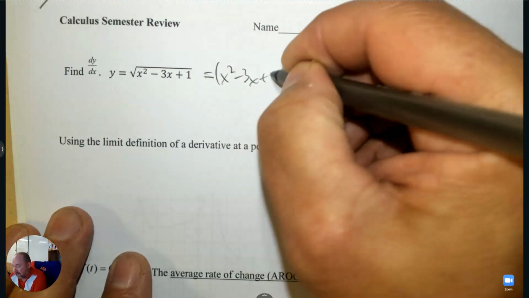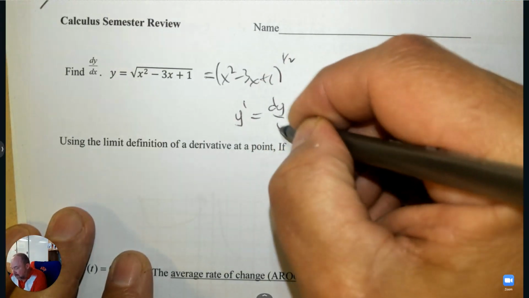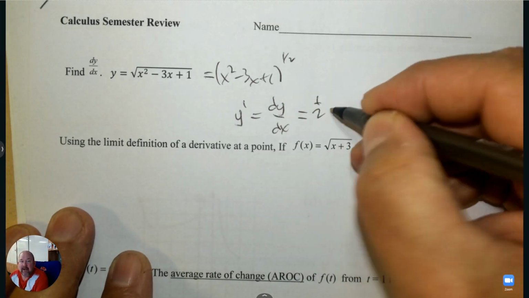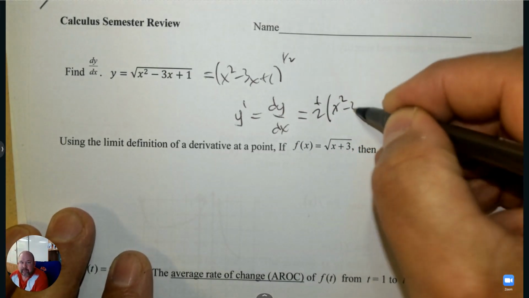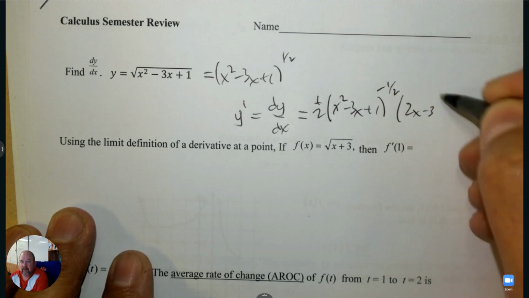So I'm going to write it calculus friendly. I understand it's asking for the derivative. We can write dy/dx or y prime. So 1/2 copy, subtract 1 from the exponent, and then the hook, which is 2x minus 3.